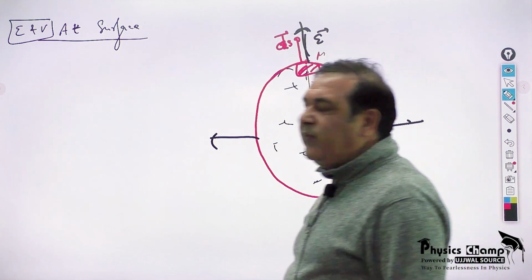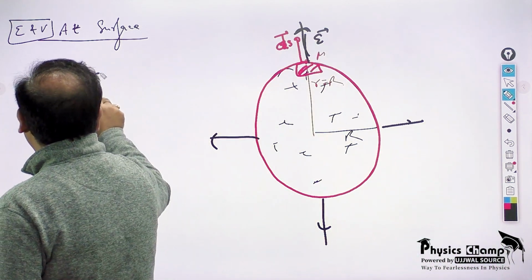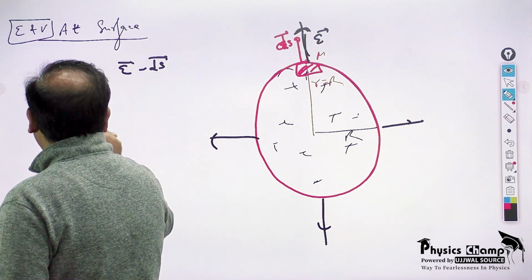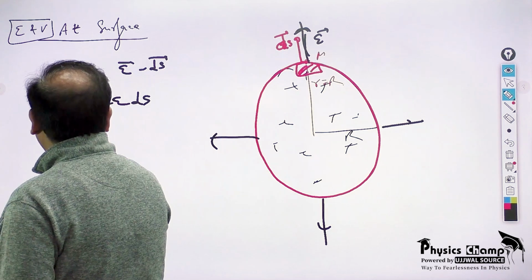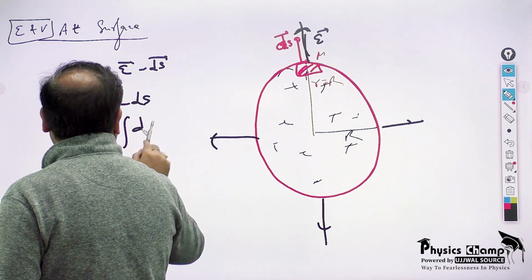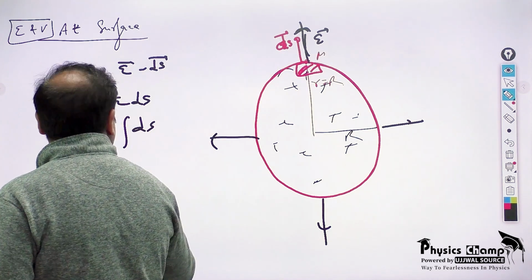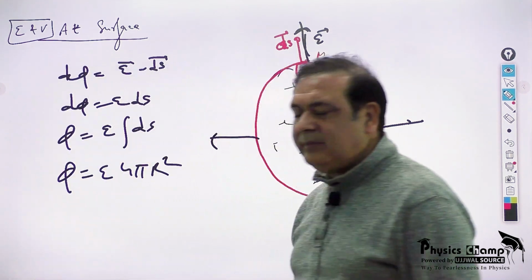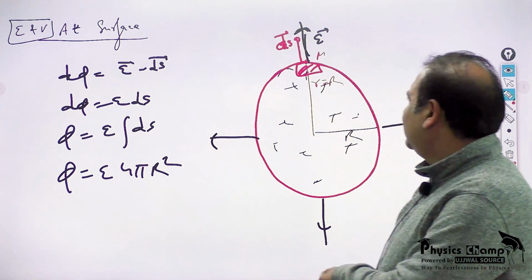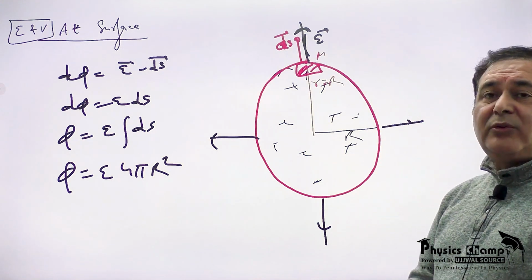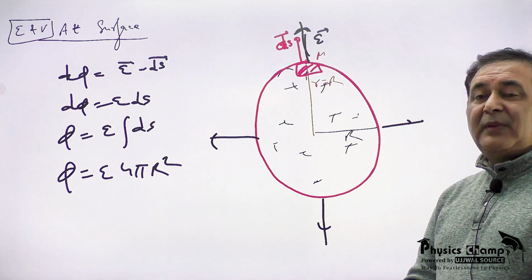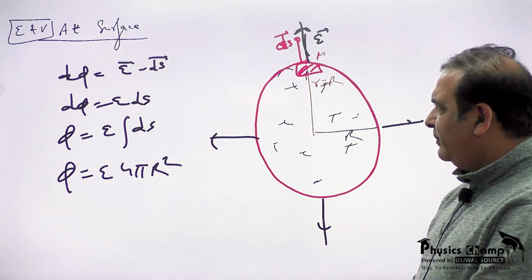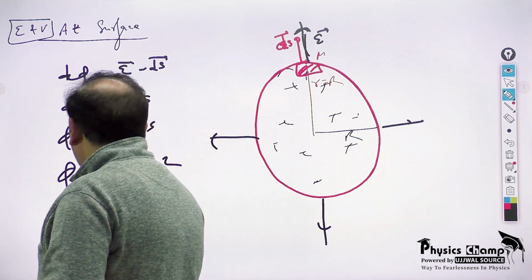So the flux through every kind of surface will be E dot ds. The flux through it will be E ds cos 0. So the net flux will be E integration of ds, so the net flux will be E into 4 pi capital R square. So you obtain the flux through this assumed Gaussian surface.